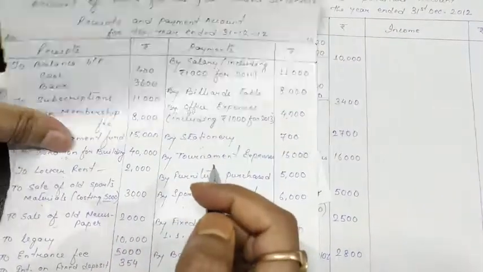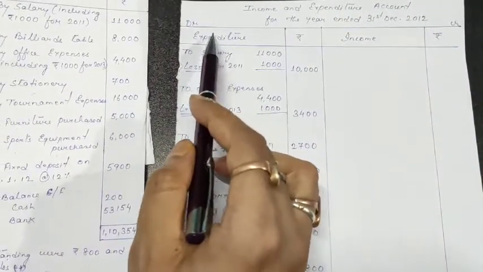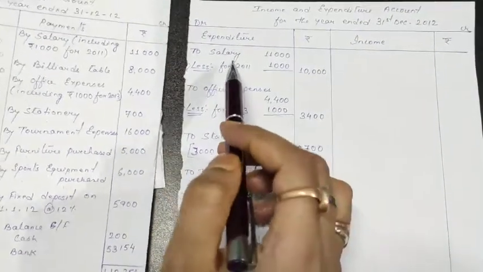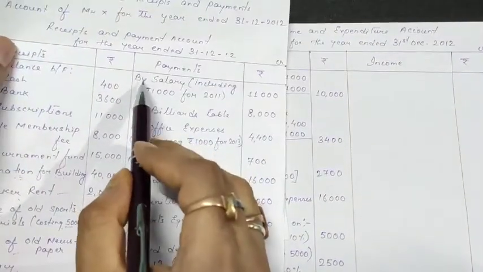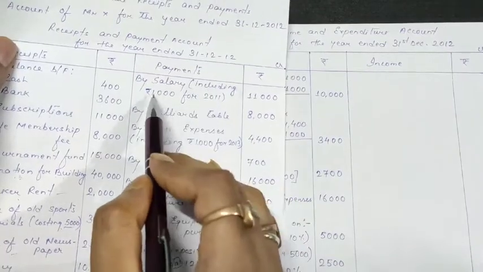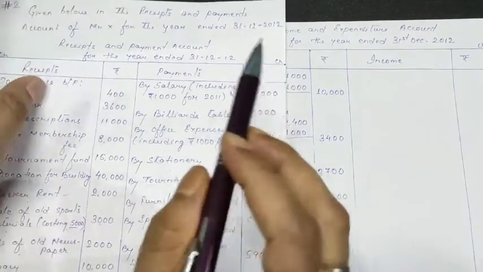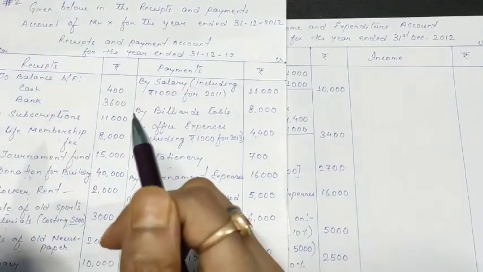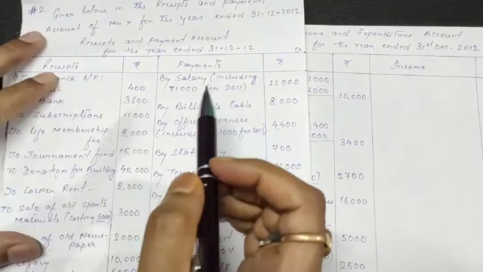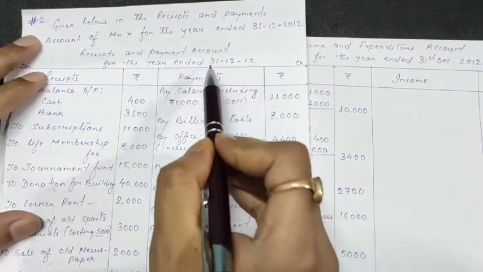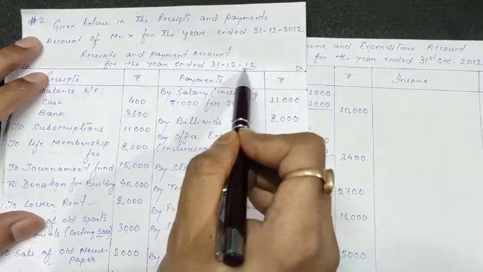So students, let us first start the sum from the expenditure side. If you want to start the sum from the expenditure side, you have to look in the payment side. First of all, you see in the question what is given here: by salary including 1,000 for 2011. Amount is 11,000. I told you earlier in my earlier video also. I am repeating the point once more here. The point is, see, we are doing this solution for the year ending 31st December 2012, means for 2012.